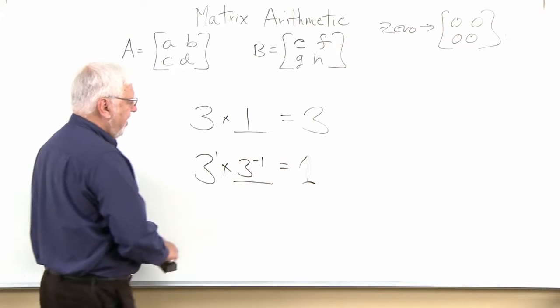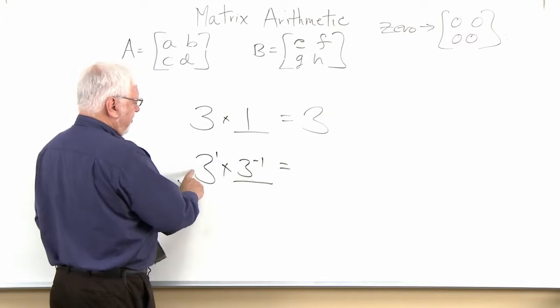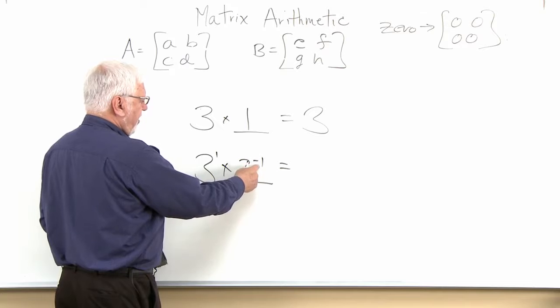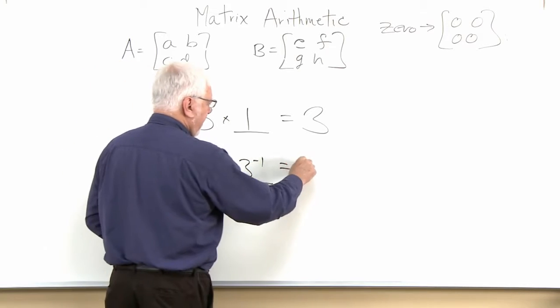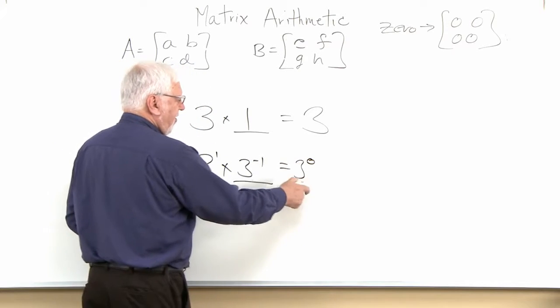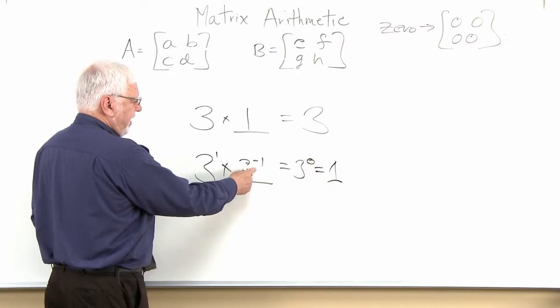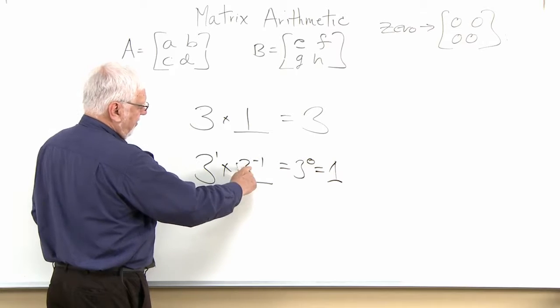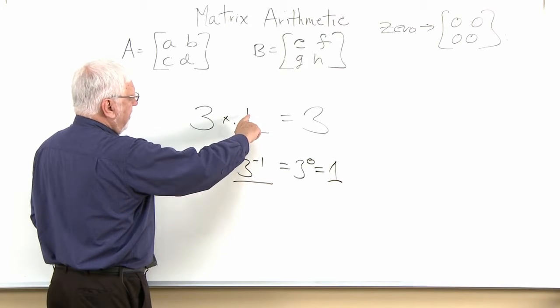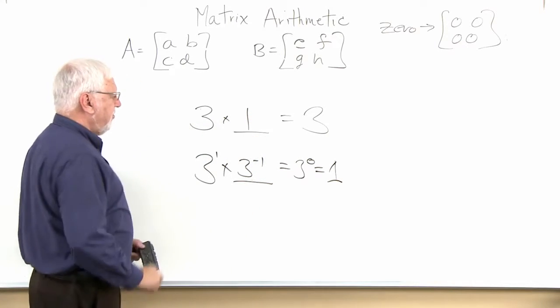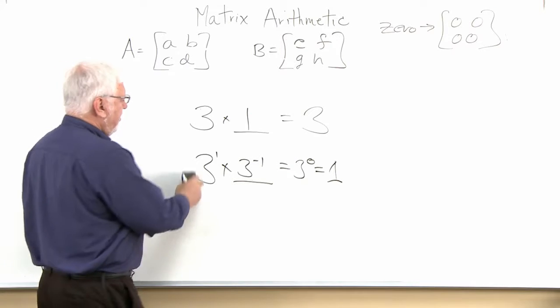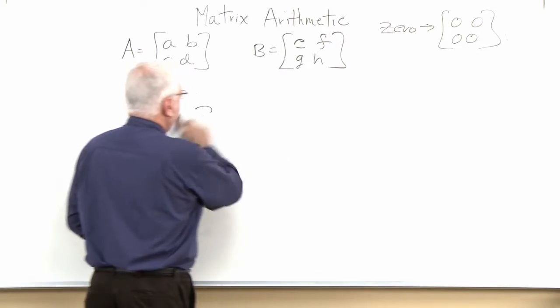So if we were to do those in our system, what would we get? 3 to the first times 3 to the negative 1. We add exponents when we multiply. We get 3 to the 0. We already learned that 3 to the 0 is 1. So this is what we need to get: the multiplicative inverse and the identity element for multiplication. So what would those be? Well, let's track those down.